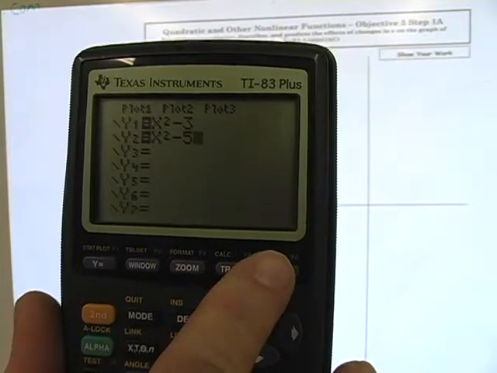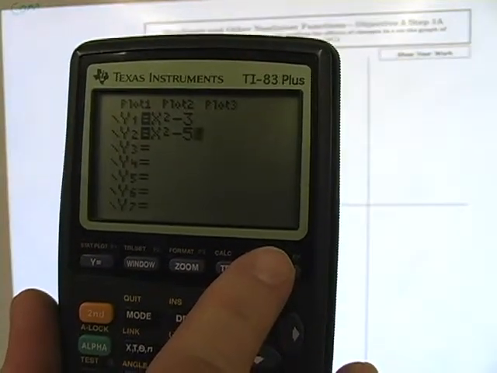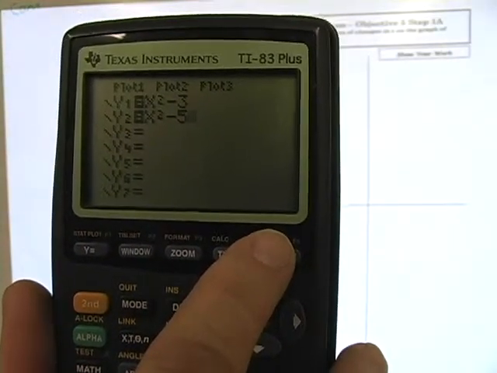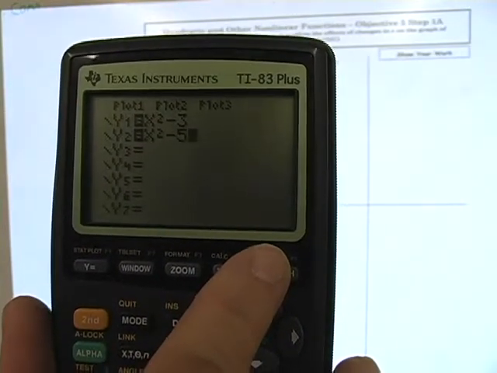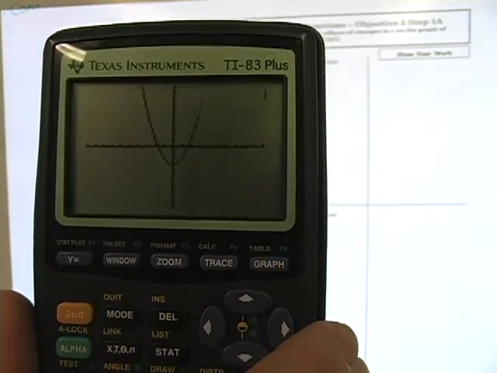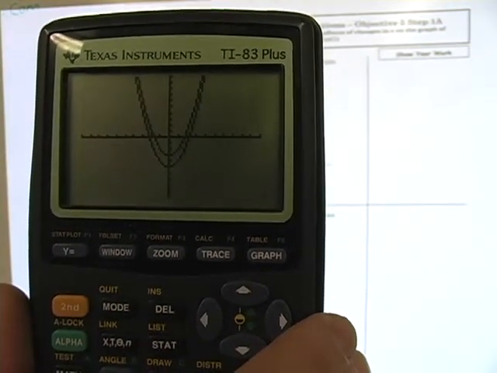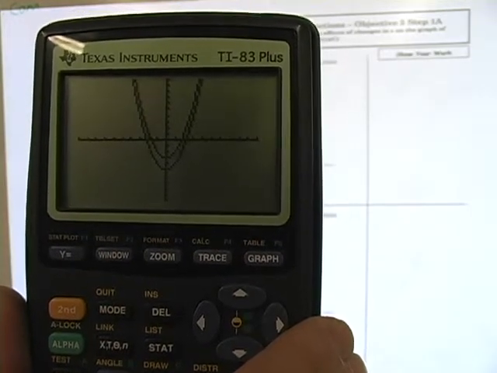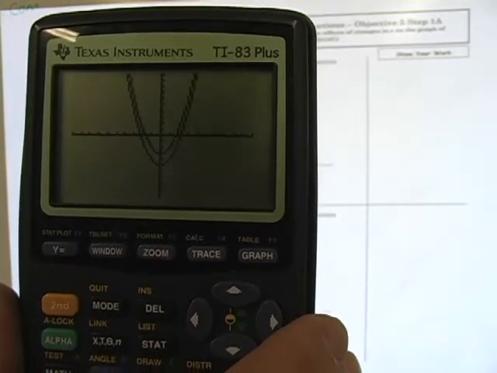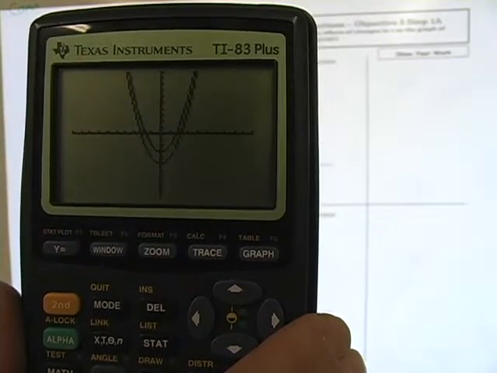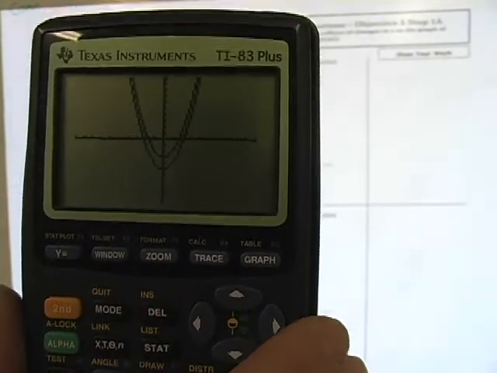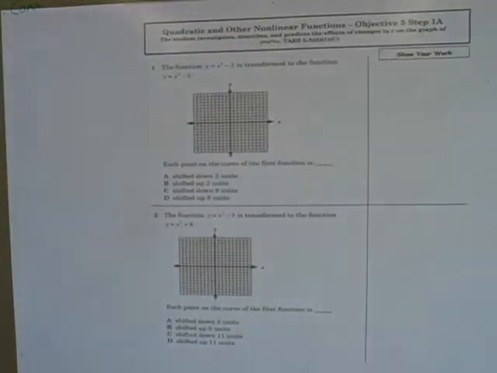And notice what happens when you graph these. You're going to see the first one will be graphed, and then after that the second one will be graphed, and you can see the transformation that takes place. So let's watch it. Okay, it graphed the first one, and then the second one was below it, and if you count the marks there, it transformed it 2 units down. So it shifted it 2 units down. So answer A would be the right answer.